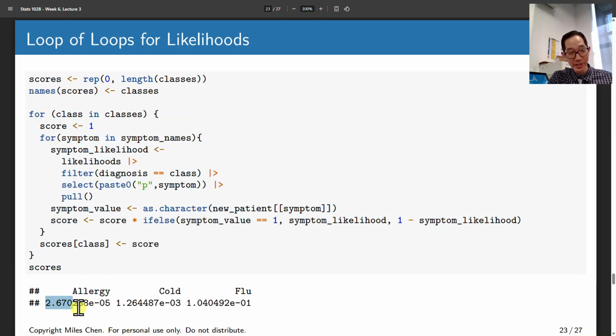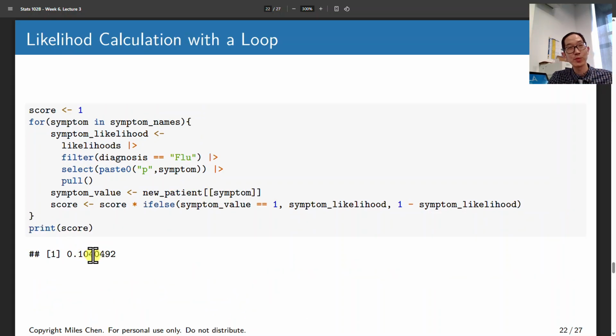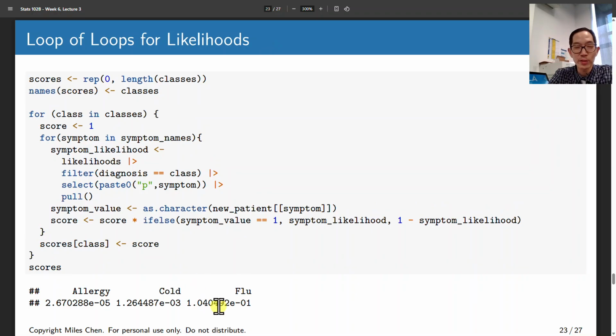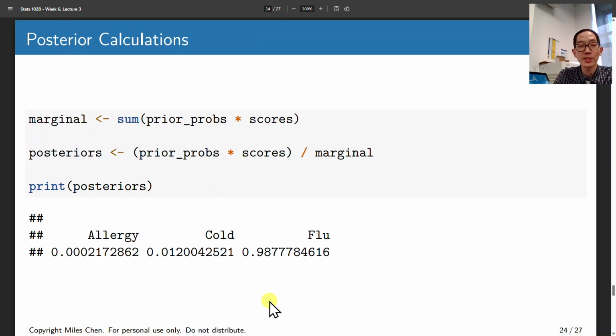So allergies, I have 2.6 times 10 to the minus 5. Cold, I have 1.26 times 10 to the minus 3. And then flu, I get 1.04 times 10 to the minus 1, which is exactly the same as 0.10405. So that works. That's our likelihoods, our loop of loops for likelihoods.